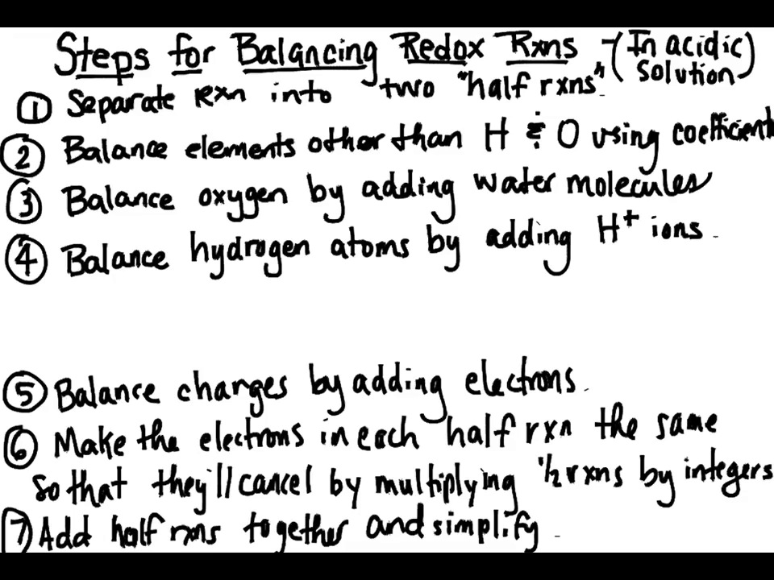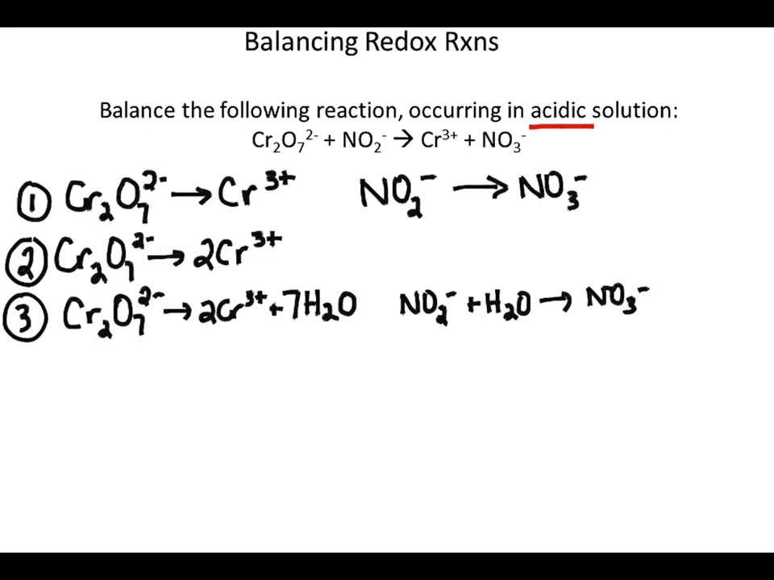The next step is to balance oxygen here, step 3, by adding water molecules to the sides that need them. So if we go back to our half reactions, in this case we have 7 oxygens on the left, none on the right, which means we need 7 water molecules because each water has 1 oxygen. In the right-hand half reaction, NO2 minus to NO3 minus, we have 2 oxygens on the left and 3 on the right, which means we need to add 1 water molecule to the left-hand side.